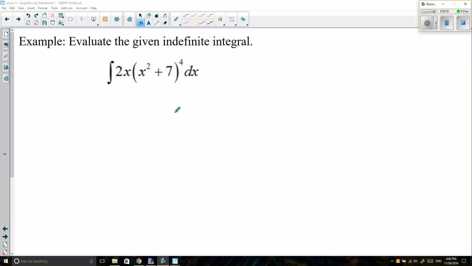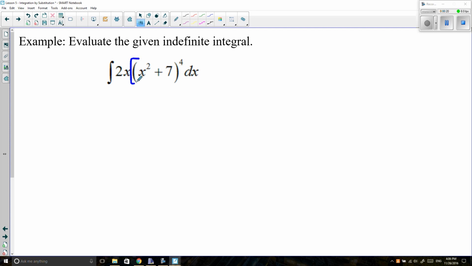Okay, so here's another question. We're going to integrate using substitution. Right off the bat, when you look at that integrand, it's quite complex. To tell you the truth, I don't really want to expand this 4 times. I don't really have the time for that. So let's use substitution.